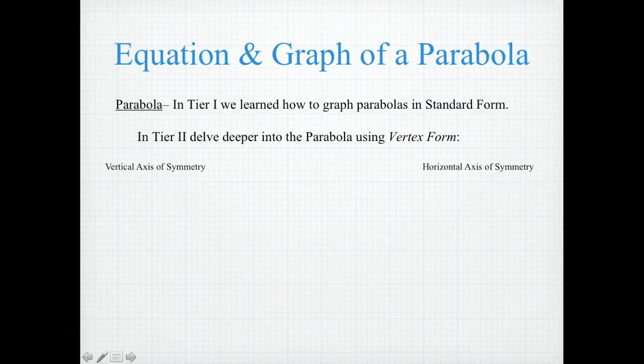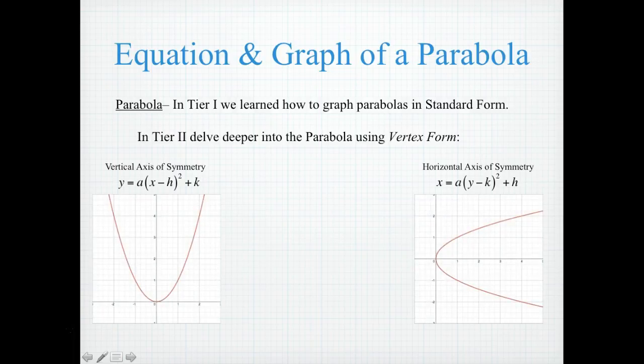One that produces a vertical axis of symmetry, where our parabola is going to open up or down. And the second, where our parabola produces a horizontal axis of symmetry, where the parabola will open left or right. So the equations are unique and they're easy to identify. For a vertical axis of symmetry, the y variable is isolated, and everything on the right side of the equation is in terms of x. For the horizontal axis of symmetry, the x variable is isolated, and everything on the right side of the equation is in terms of y.